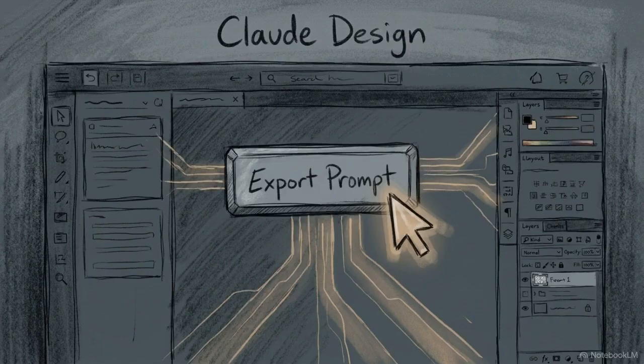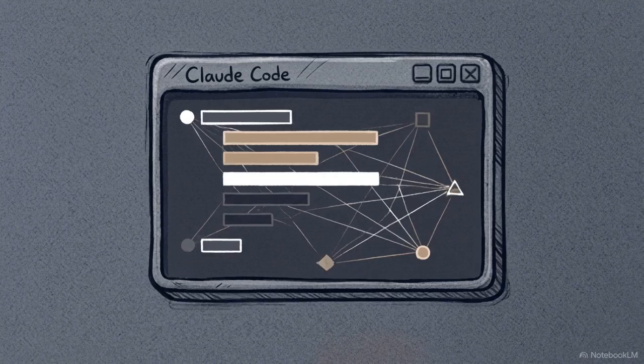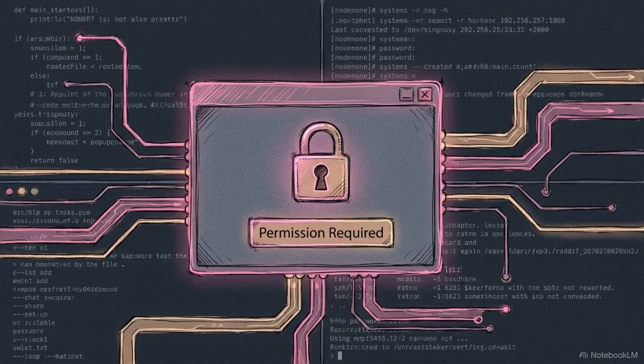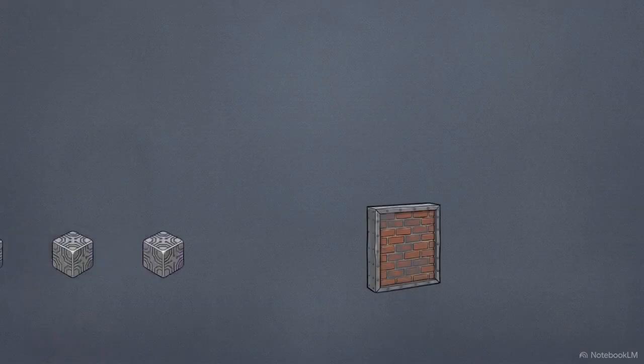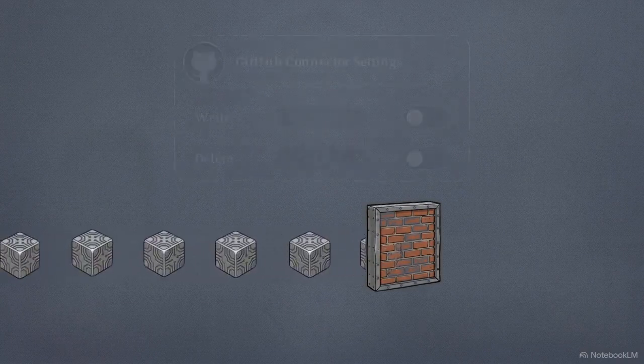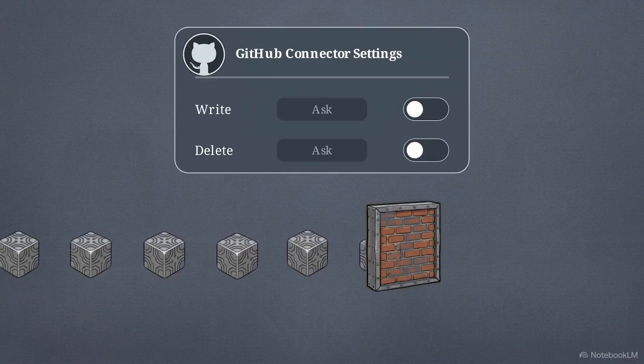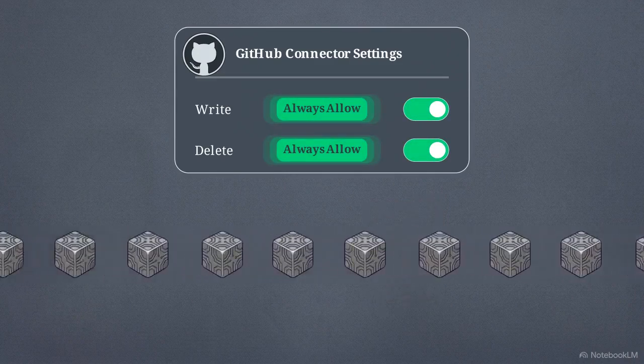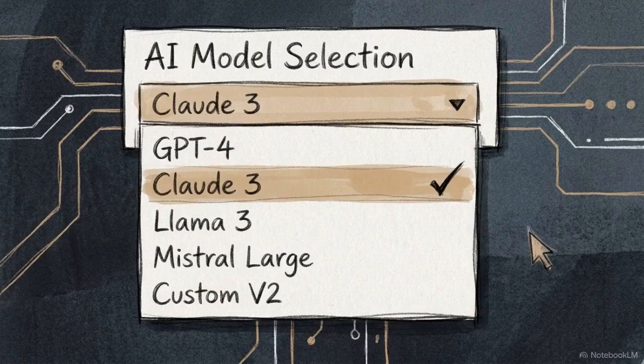The process begins with the handoff. Inside the Claude design interface, export the design prompt and paste it into your local Claude Code terminal. Before the agent starts building, we need to address a common workflow interruption. By default, Claude Code stops to ask for permission before modifying any local files. To ensure the build continues without pausing, navigate to the GitHub connector settings. Inside those settings, set Write and Delete to Always Allow. This enables the agent to manage updates automatically.